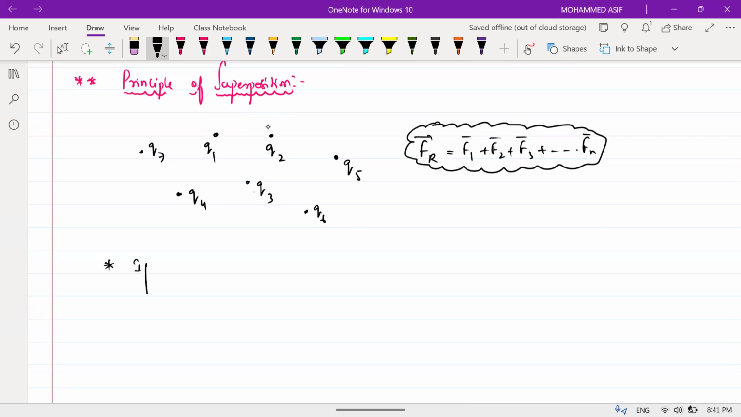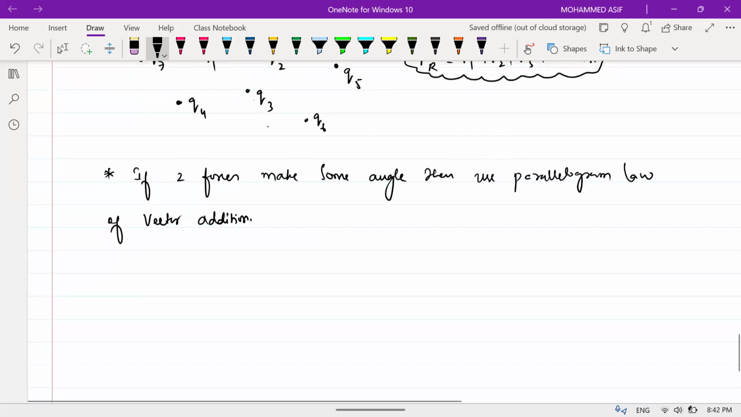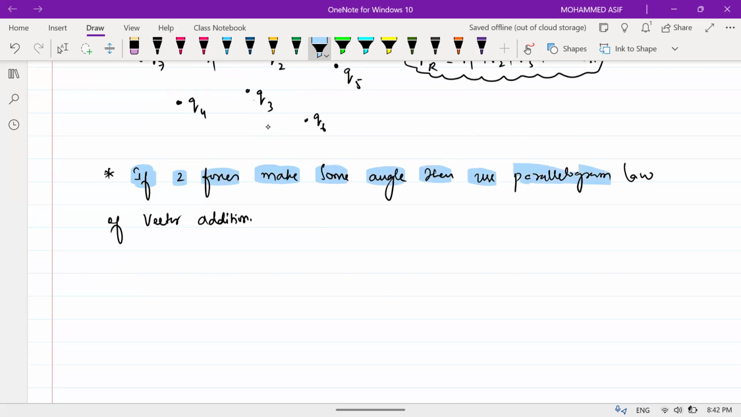Say here, if two forces make some angle, then use the parallelogram law of vector addition. Do you remember the parallelogram law of vector addition between vectors? What am I telling you, do you know? If two forces are making some angle, then use your parallelogram law of vector addition.